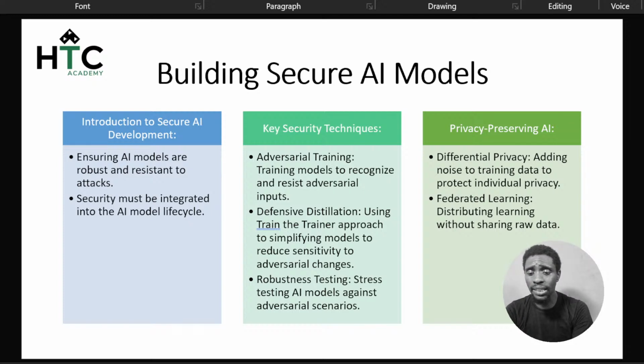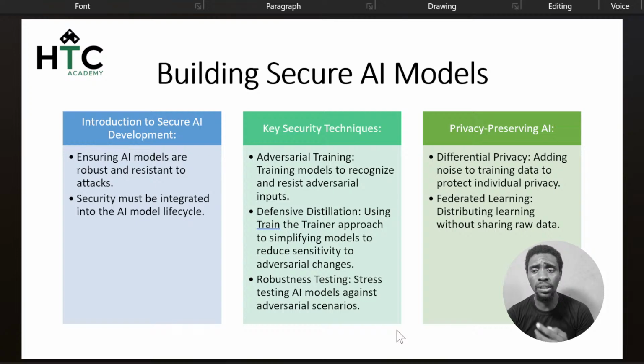So we need to understand that in order for us to mitigate adversarial attacks, we have to engage what is known as adversarial training. Adversarial training is when you train an AI to be able to recognize or resist adversarial input. So how would the AI know that there is white ink content in that CV that I explained earlier?